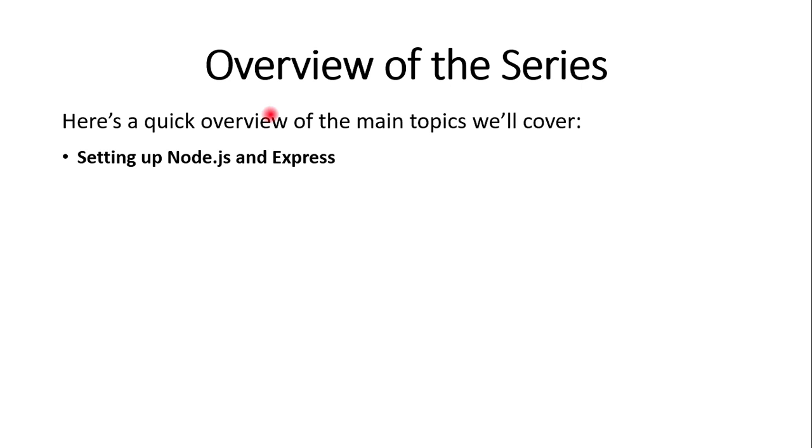We'll first be setting up Node.js and Express. We'll start by installing Node.js and setting up Express, which helps you build web applications quickly and easily. Then we'll create REST APIs. We'll see how to build REST APIs using Express. REST APIs allow different applications to talk to each other over the web.